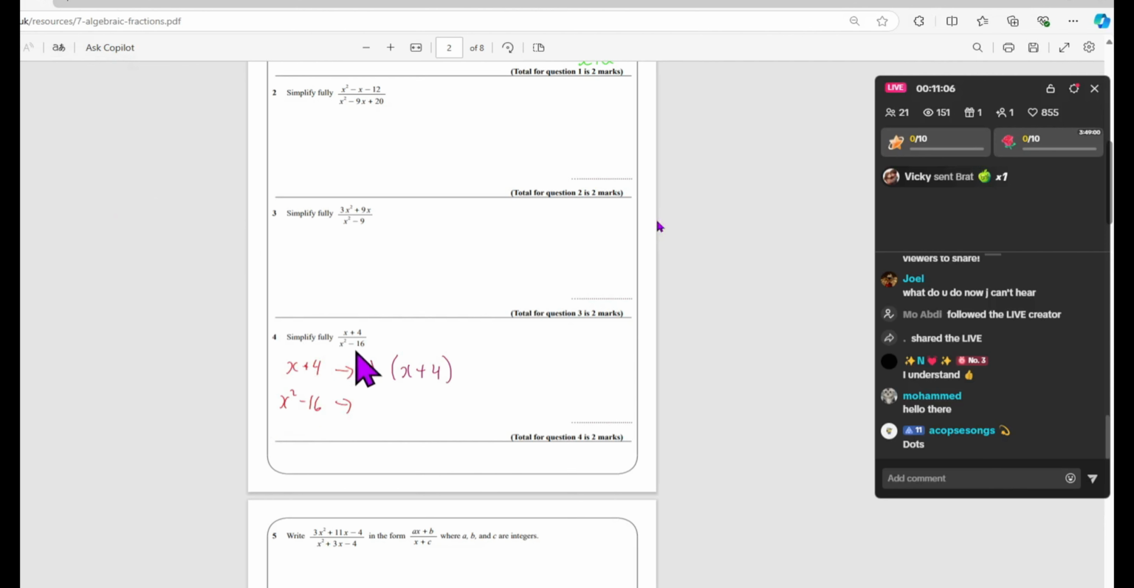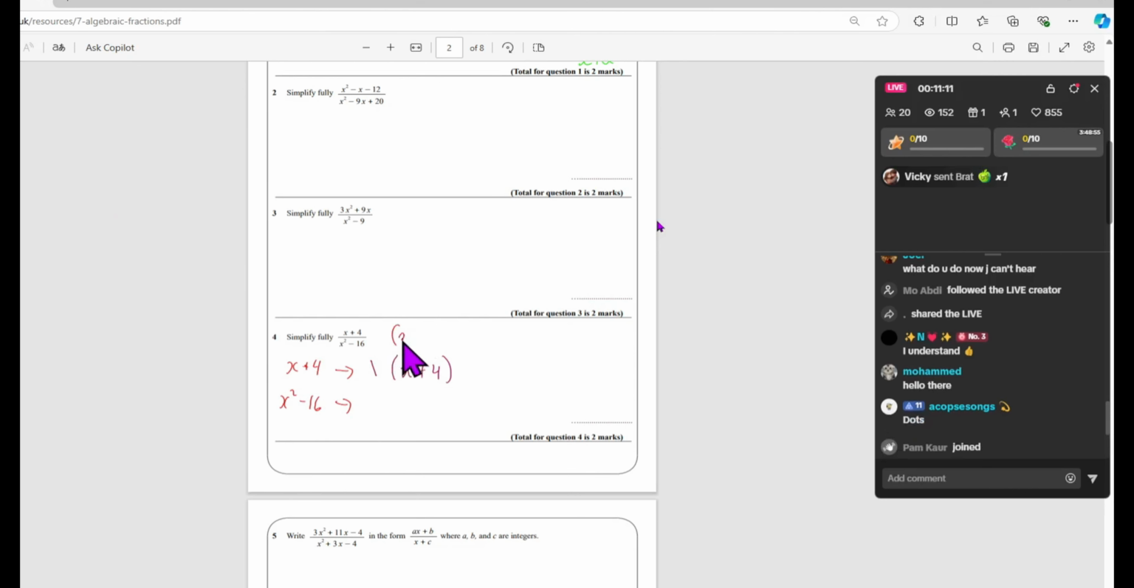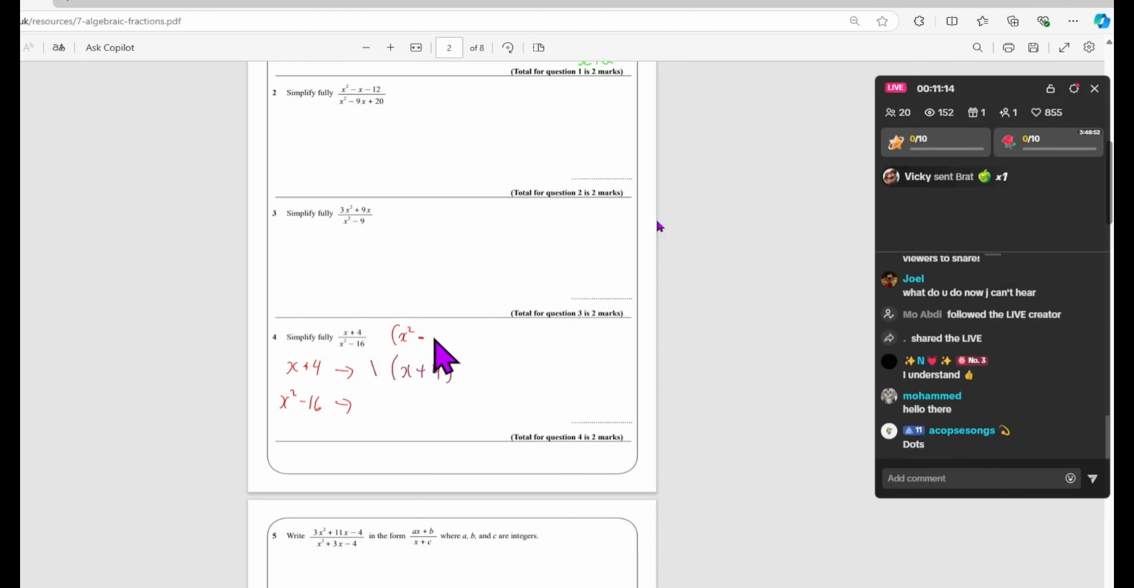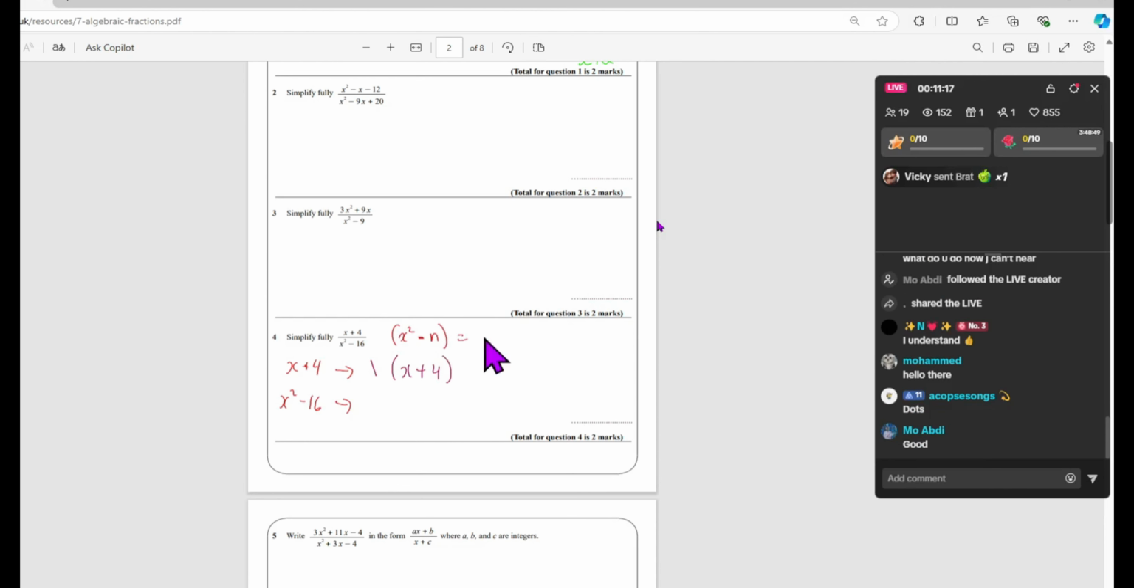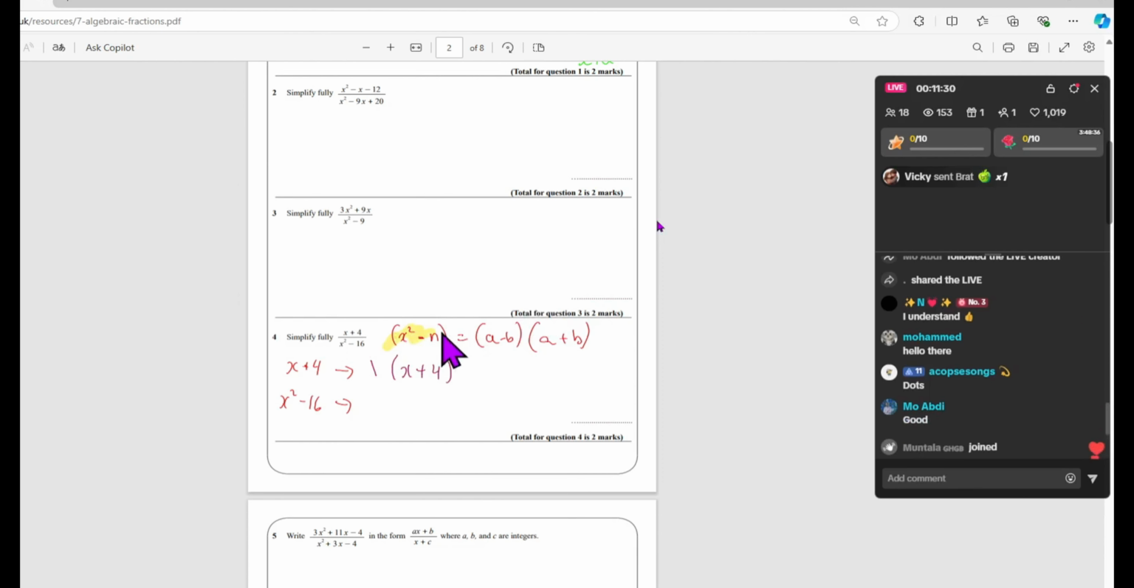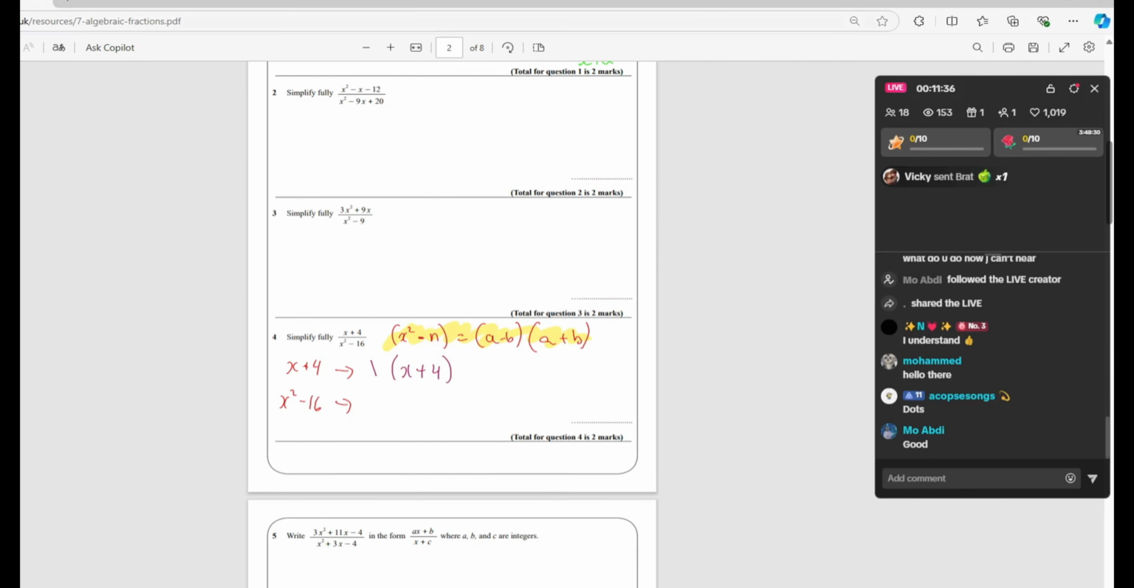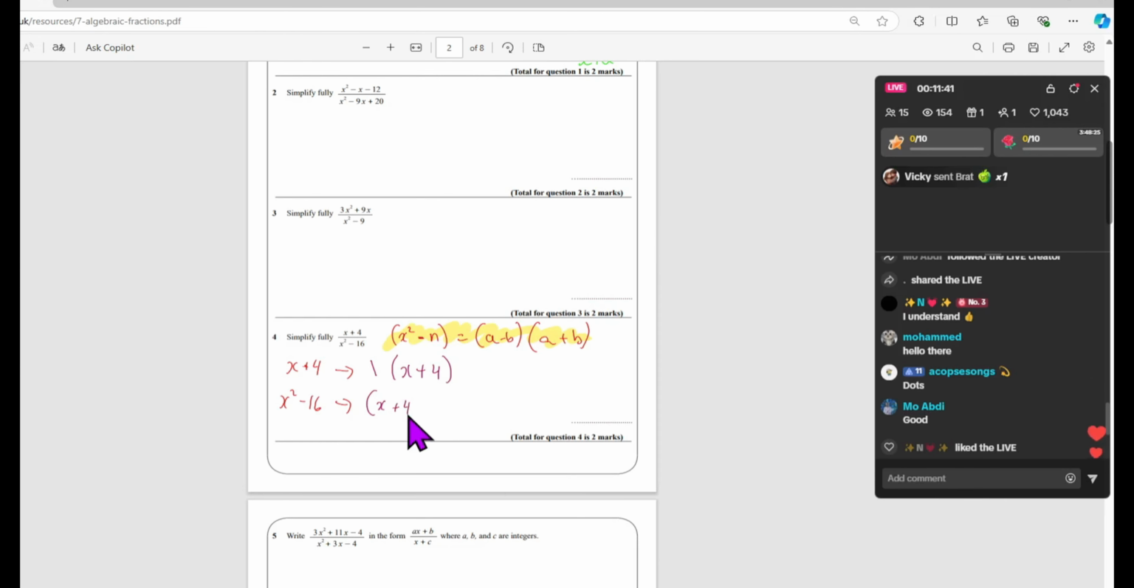Now, as you can see here, we have a difference of 2 squares. You probably know that x squared minus a number squared is equal to a minus b and then a plus b. That is a rule you guys need to know. So now this is the same thing. It's going to be 2 brackets: x plus 4 and then x minus 4.